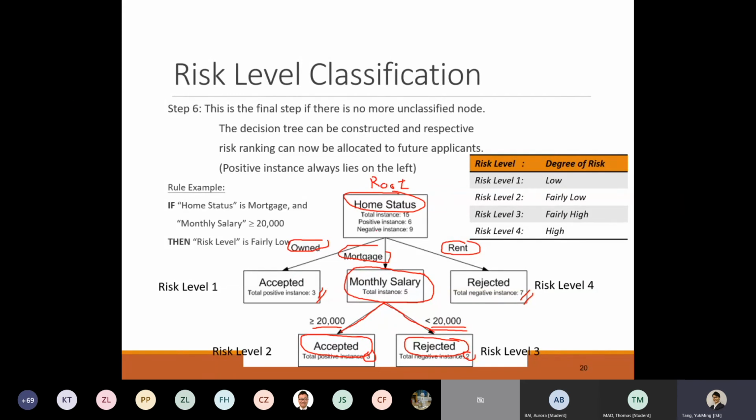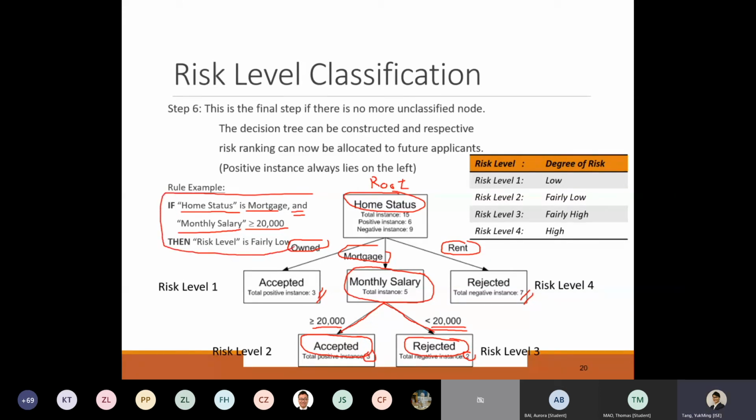Finally, after you got this decision tree, you will already got the answer. And the answer is that if the home status is mortgage and the salary is larger or equal to $20,000, then the bank will accept the offer.